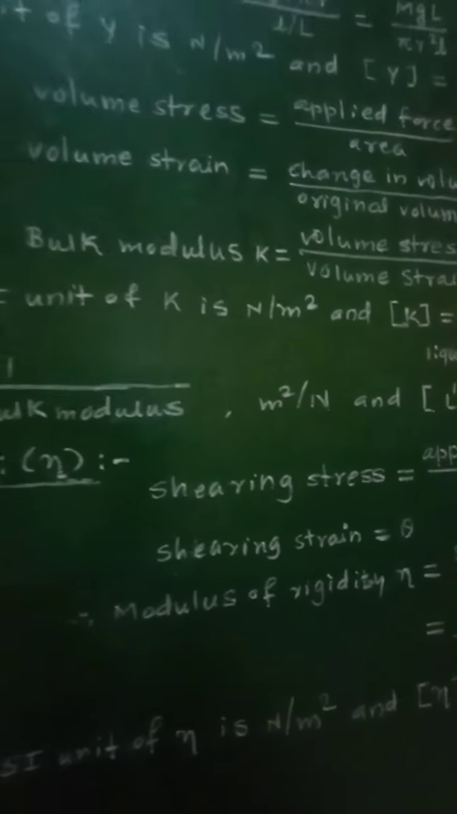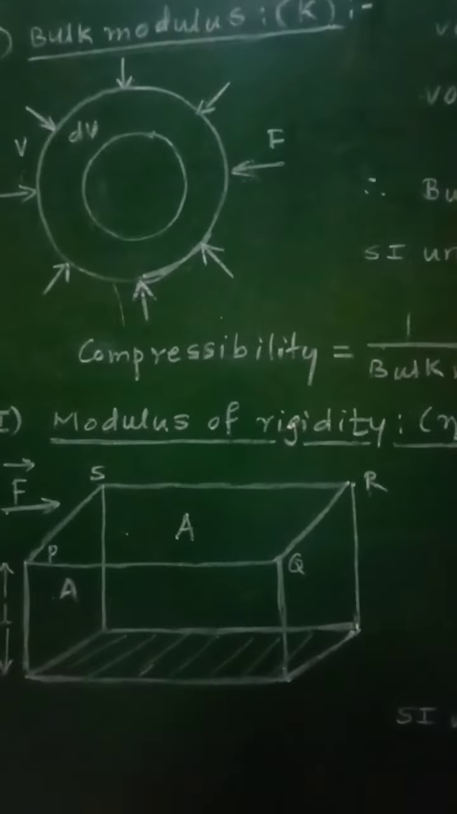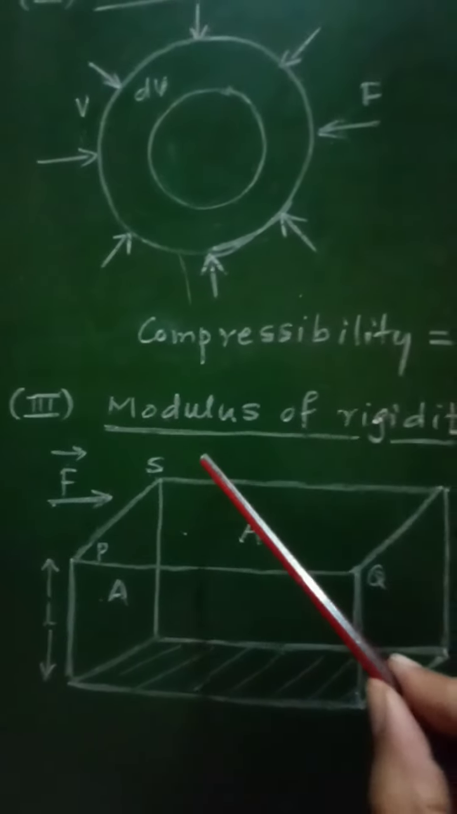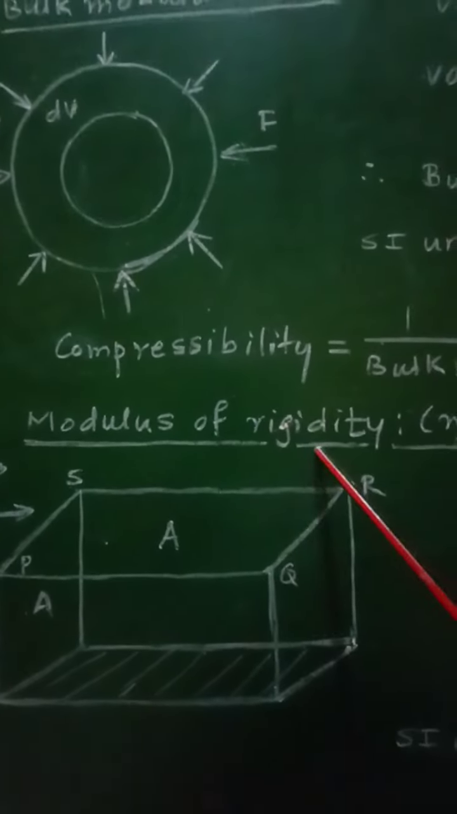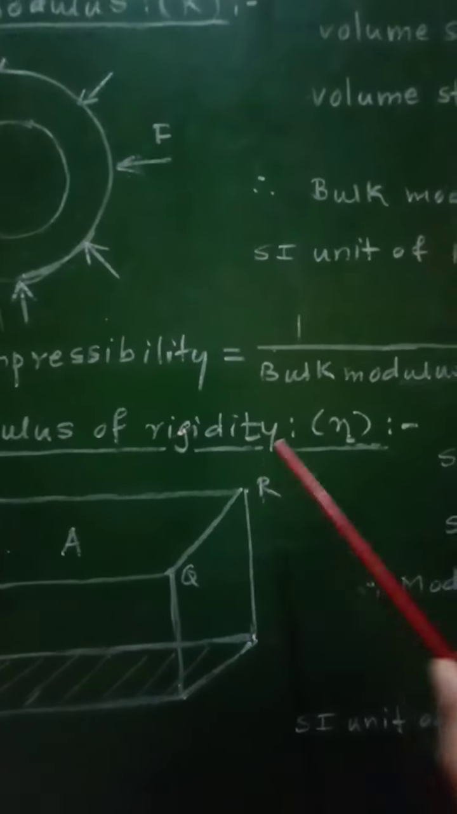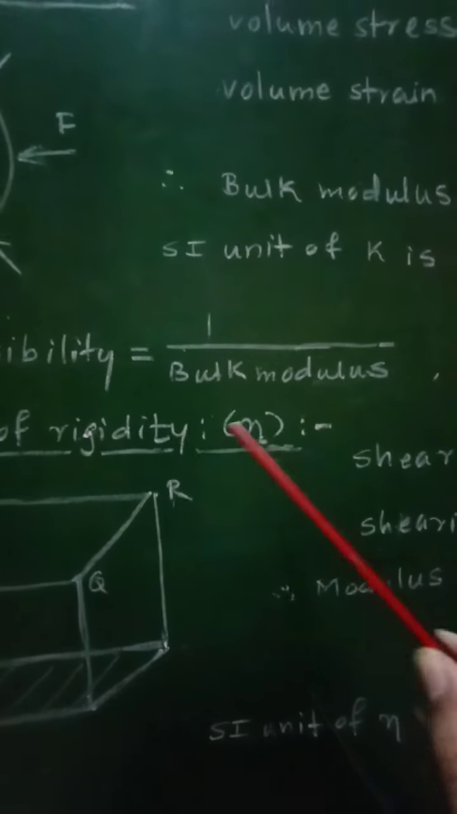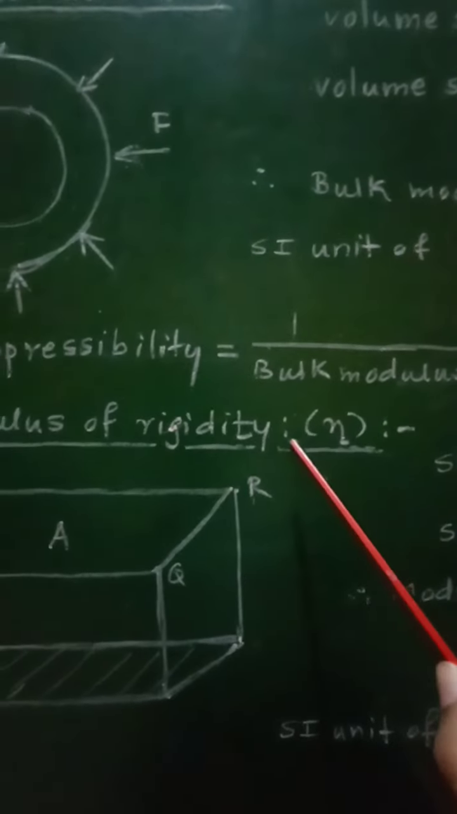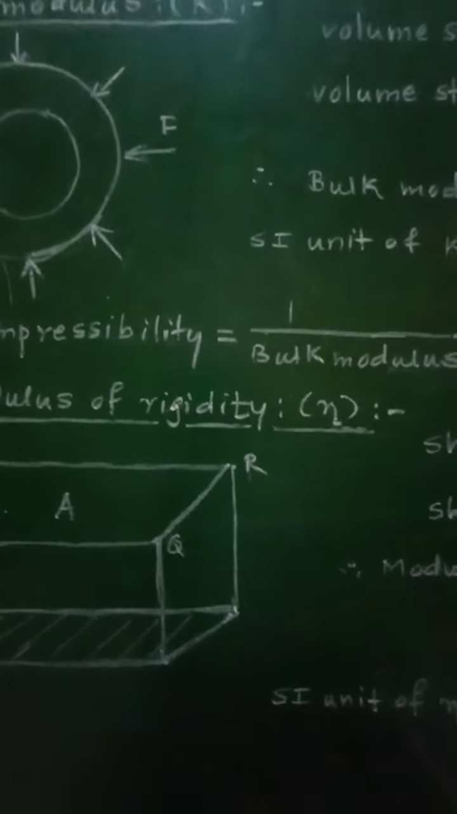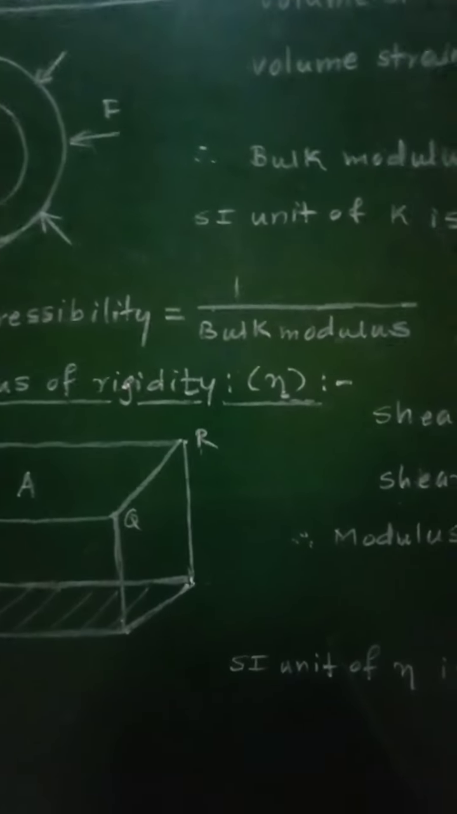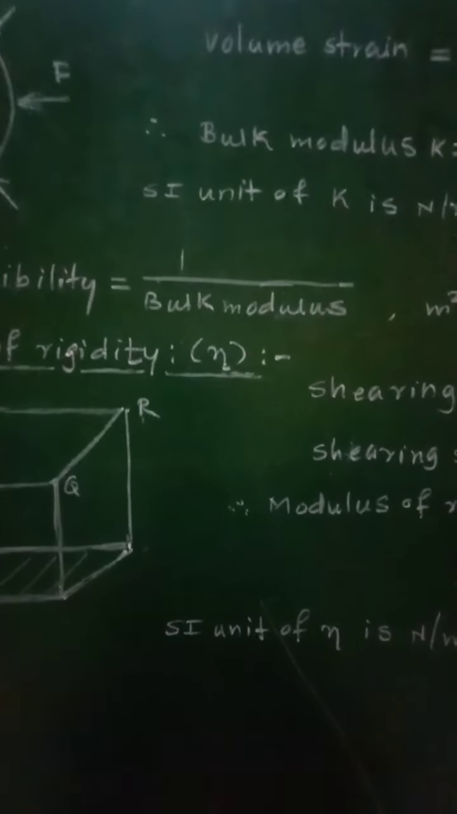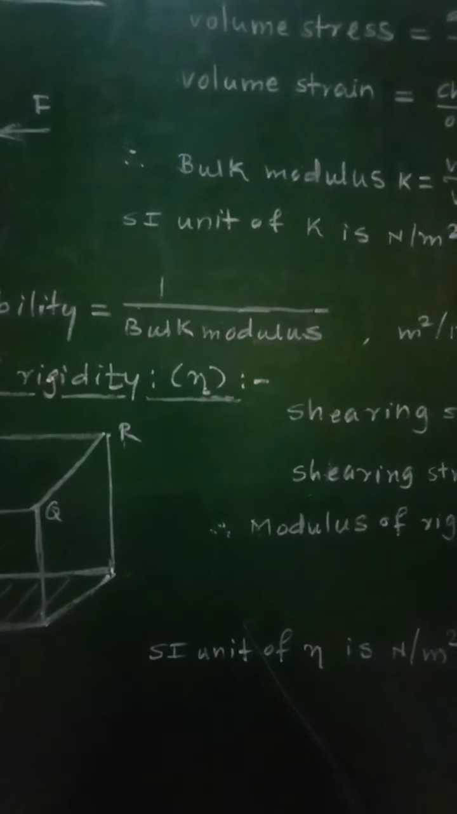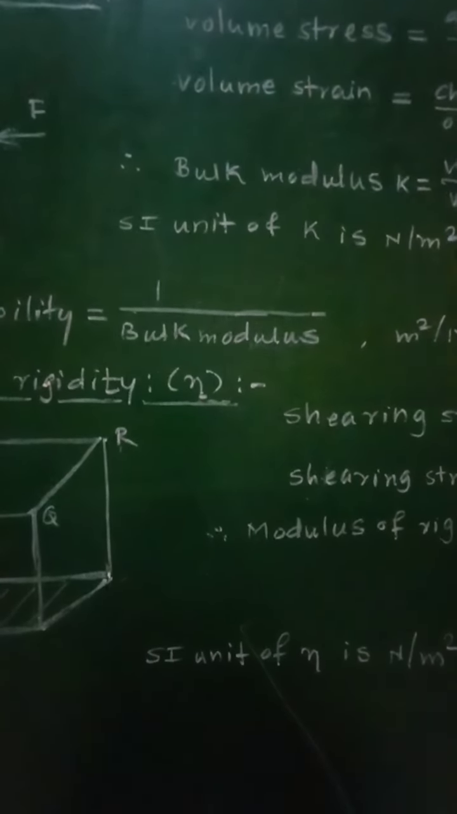And now let us see the third elastic constant, that is the elastic modulus called modulus of rigidity, denoted by eta. If there is a change in shape of any body due to the application of a deforming force, then we can define the modulus of rigidity.